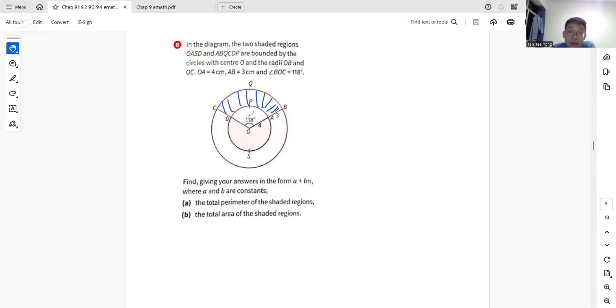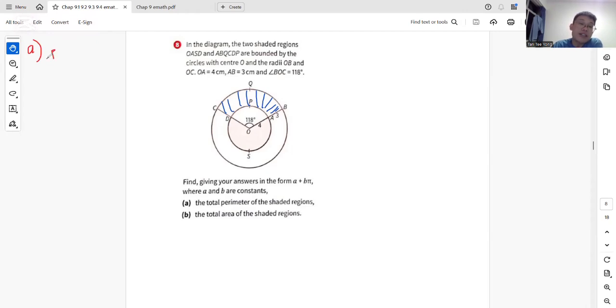And then angle BOC is 118. All right, so in part A, find the total perimeter of the shaded region. Okay, now a lot of things to do. So let's find out the total perimeter of the shaded region. Let's do it in red first, part A. So let's find arc BQC first.